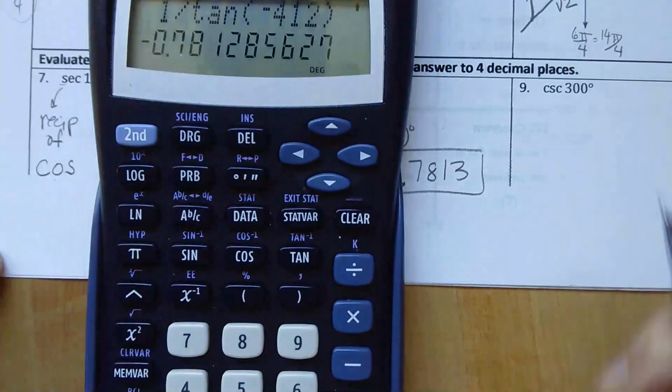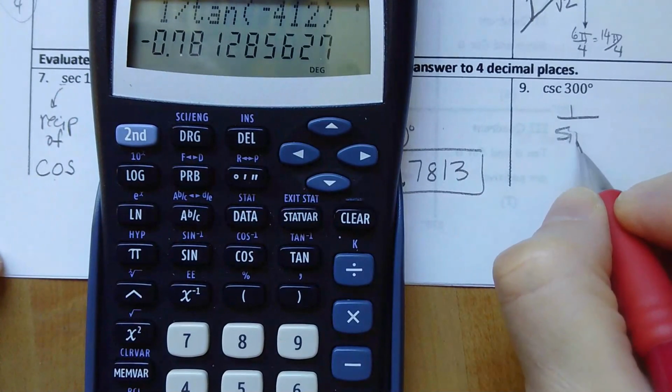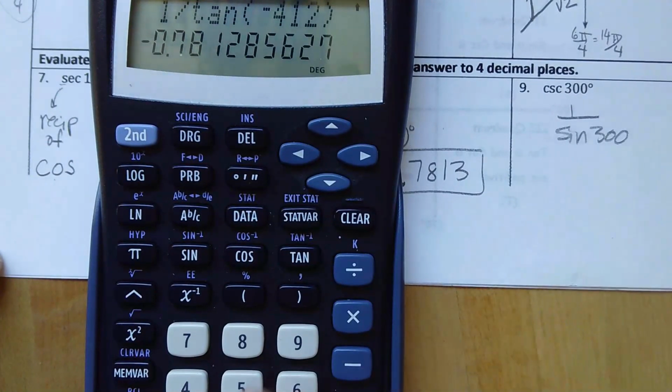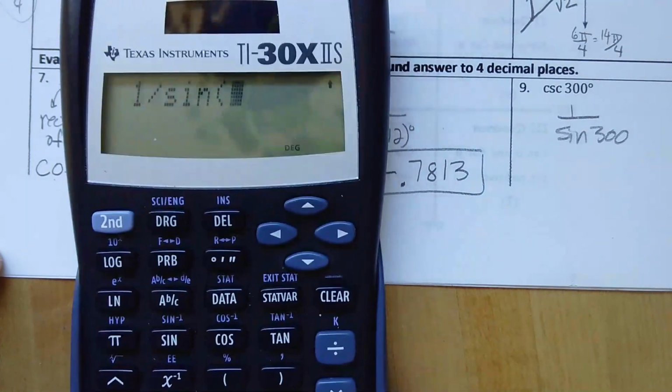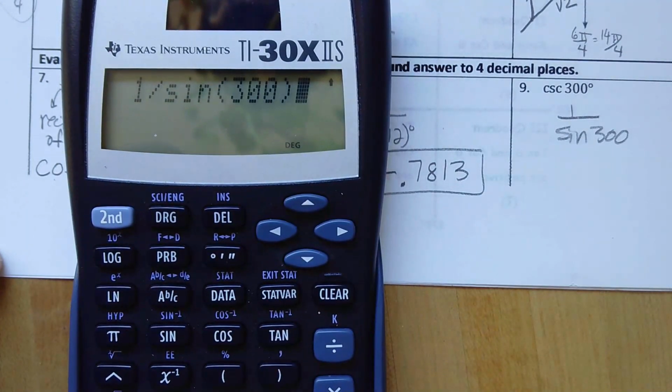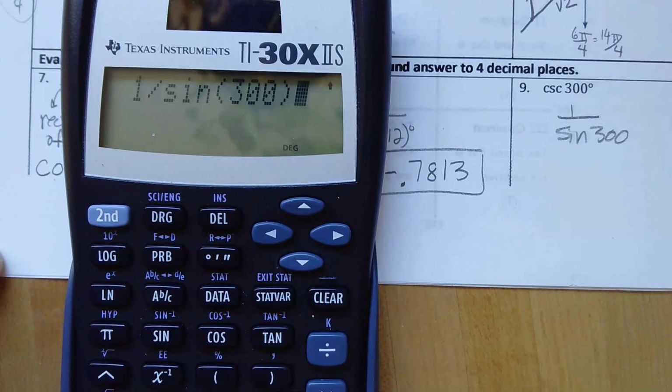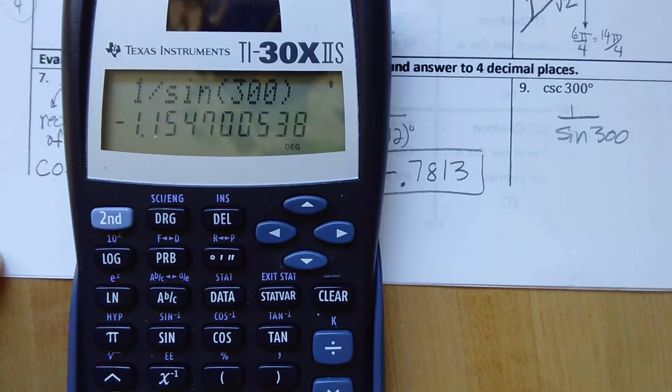All right, and cosecant is 1 over the sine of 300. So 1 divided by sine of 300. My calculator was probably off the screen, I wasn't paying attention. 1 over sine of 300 is negative 1.1547.